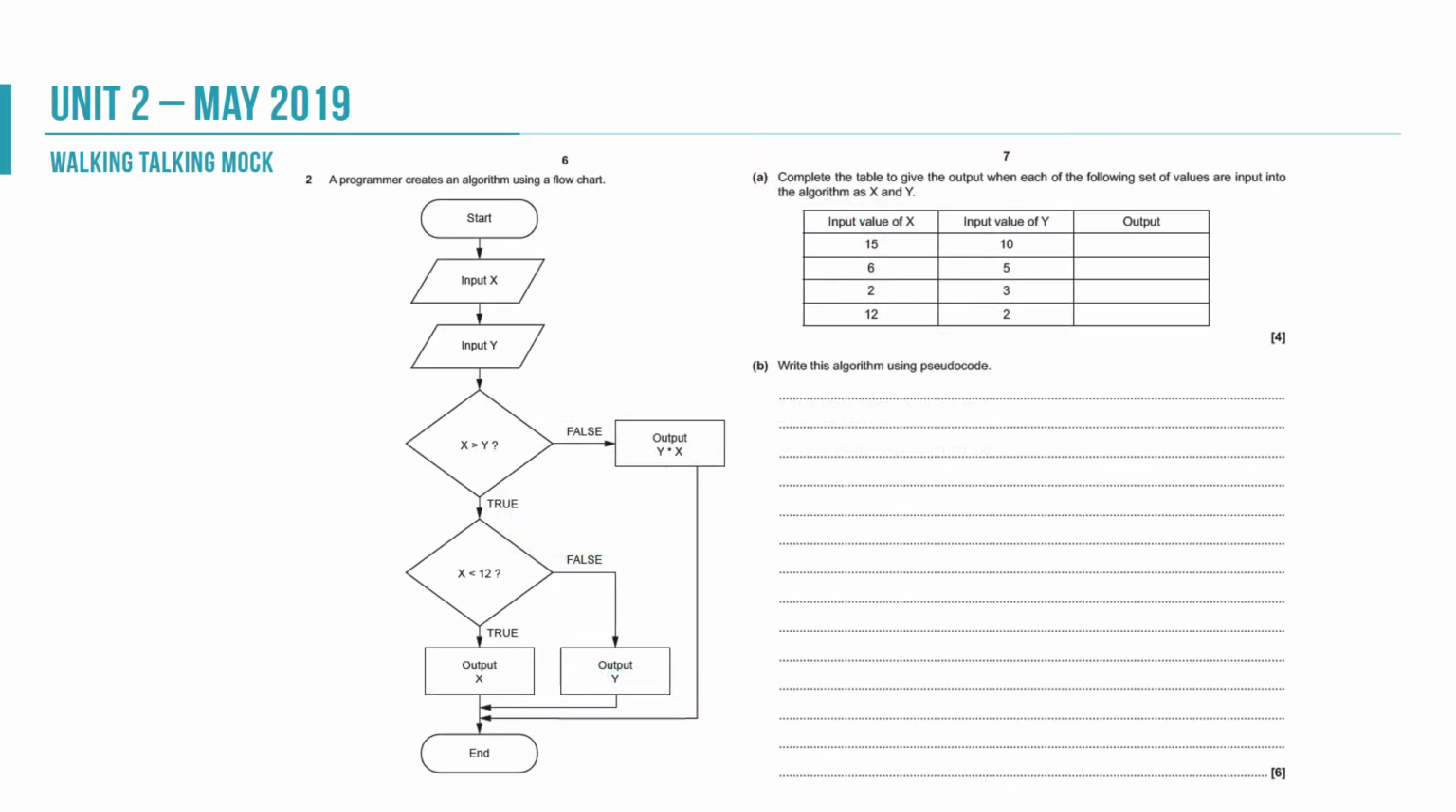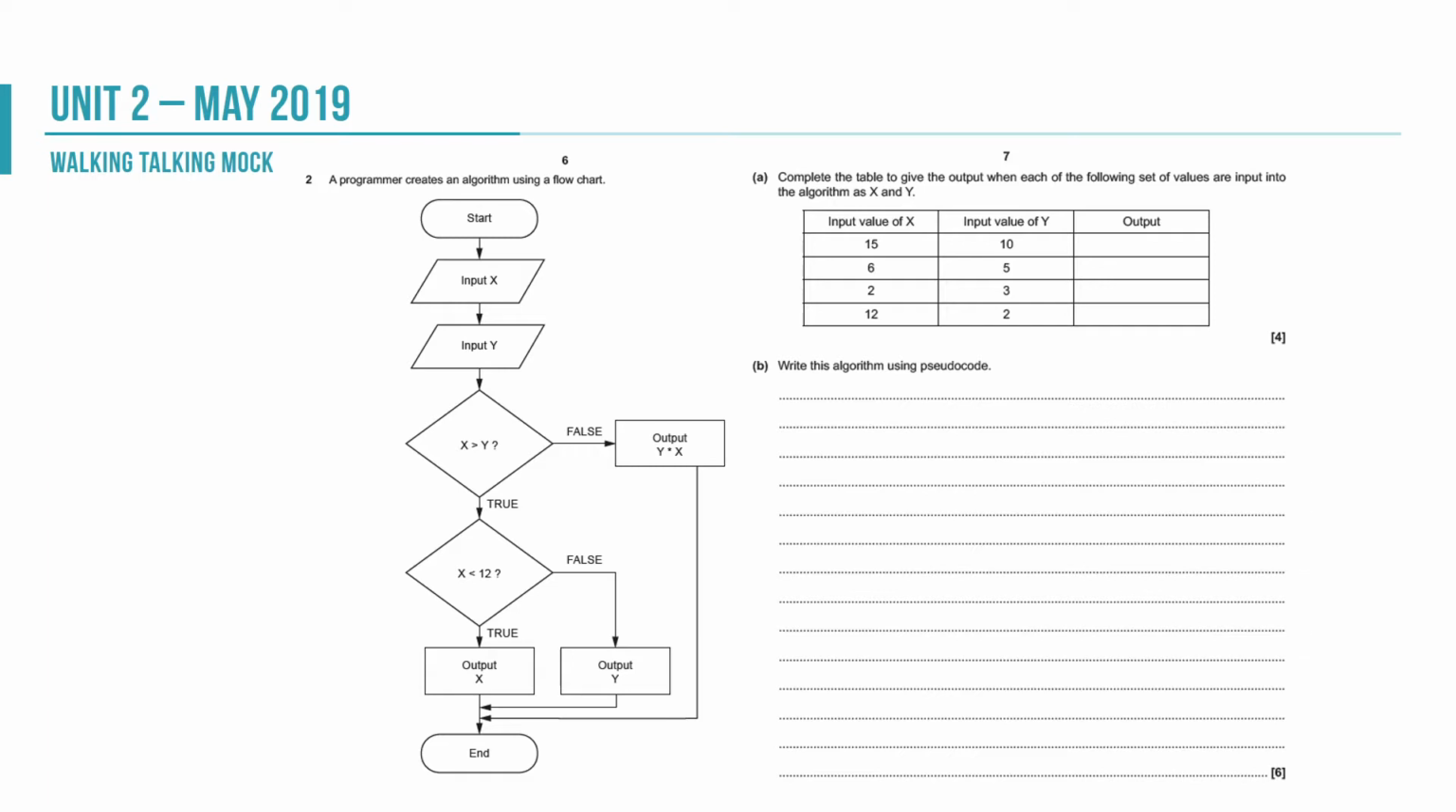We're then given a flowchart. We're inputting x, we're inputting y. We've then got a bit of comparison. Is x greater than y? Is x less than 12? And some calculations going on based on whether x is greater than y and whether x is less than 12. The table is then given to you with some different input values for x and y. So if x is 15 and if y is 10, what route of the flow diagram do we follow?